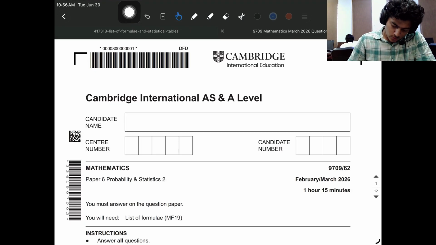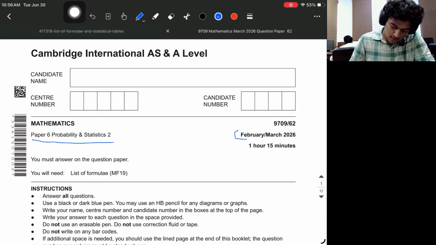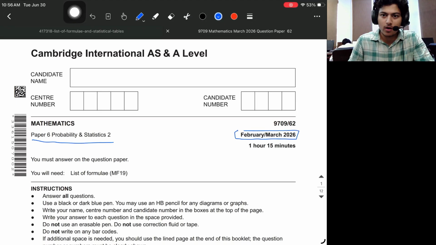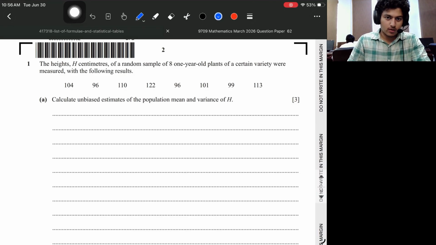Alright, so today we'll be solving paper 6, Probability and Statistics 2 of February March 2026. The paper is of 1 hour and 15 minutes. Let's see how quickly we can solve this. Right, moving forward, the first question comes from the topic of estimation, sample and estimations.